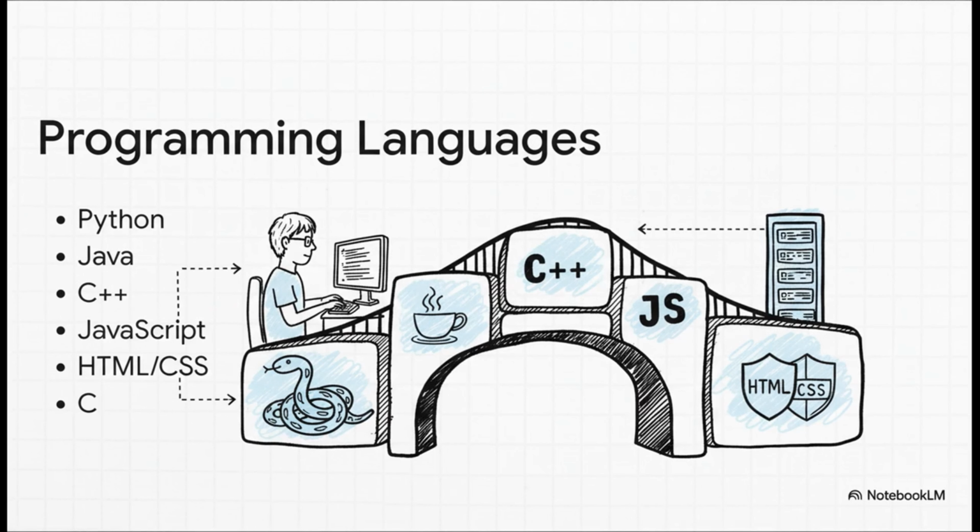So how does all this amazing software get made? Well, it's built using programming languages. These languages like Python, Java, C++, they're the toolkits that developers use to write out the step-by-step instructions that become the apps we use every day. They're pretty much the essential bridge between a human's idea and what a machine can actually do.